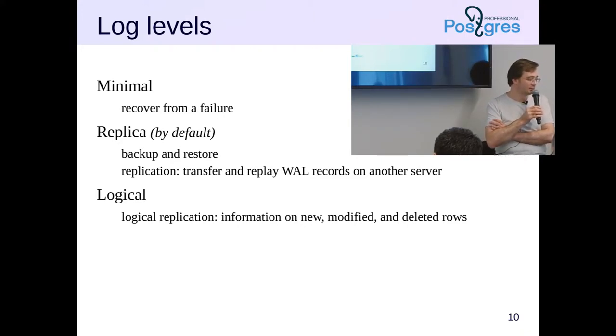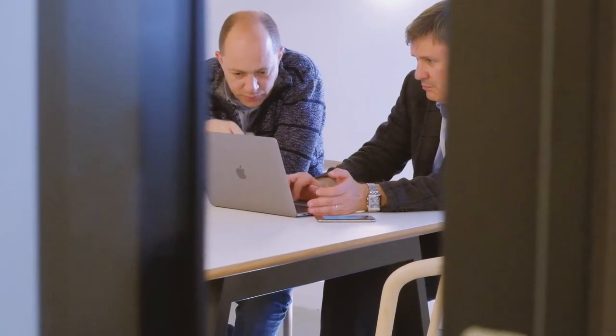Default level is replica, and with this level, you can use backups and you can restore your data from backups to do point-in-time recovery, and also you can use physical replication. You can replicate your WAL records to another server, another server can replay them, and so another server can be an identical copy of your main server. It is very useful. And also there is one more level, logical. It writes additional information that allows you to use logical replication.